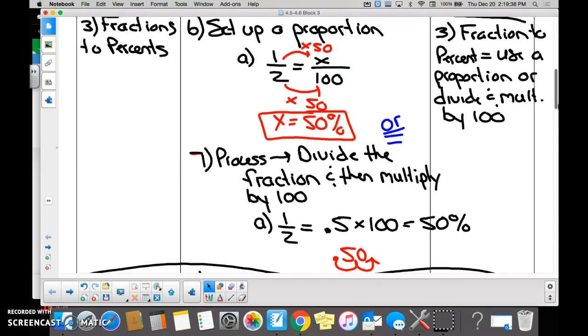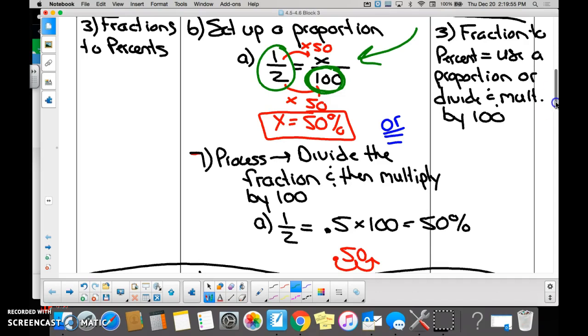The first way we've been practicing, you can set up a proportion because you know percents are based out of what number? 100. So if I give you the fraction 1/2, you know if I need to change it to a percent that it has to be something over 100 because percents again are based out of 100.